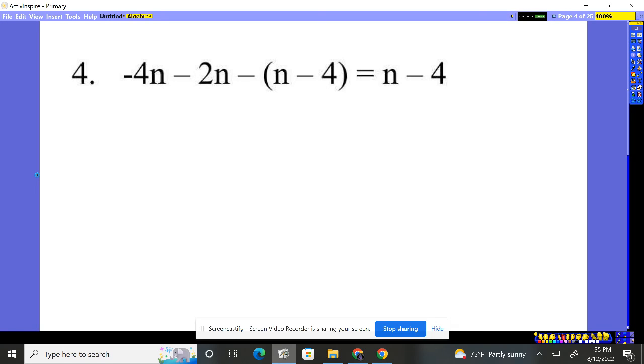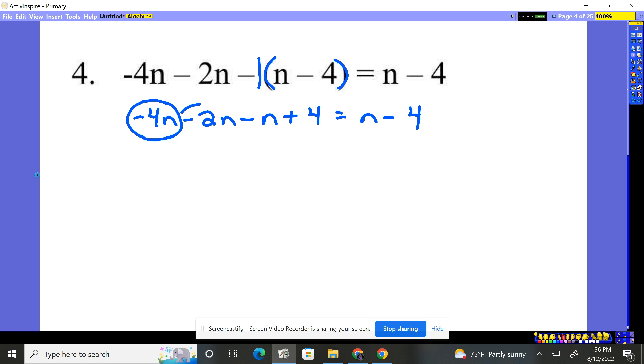Number 4. Well, I see a bunch of stuff that needs to be combined. The one thing I'd notice is I have a subtract this bit right here, which technically means I'm distributing a -1 through. So we're going to have a loss of 4n, take away 2n, subtract an n, because -1 times n is -n. -1 times that +4 will change him to a -4. Equals n minus 4. So let's put these together.